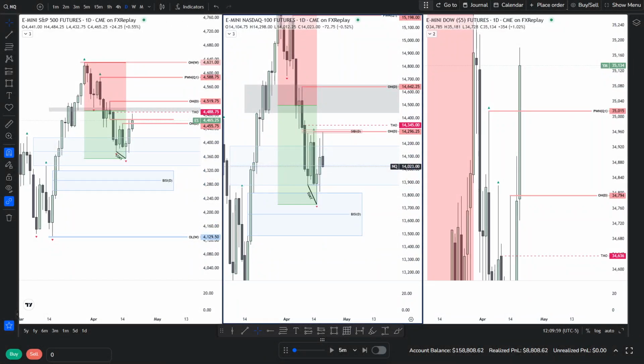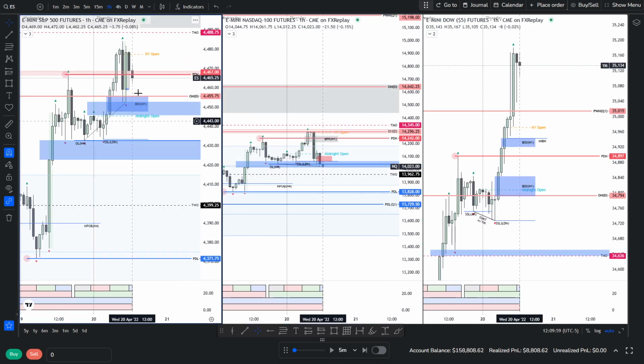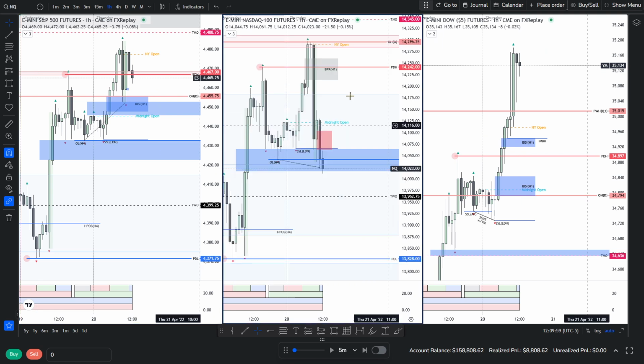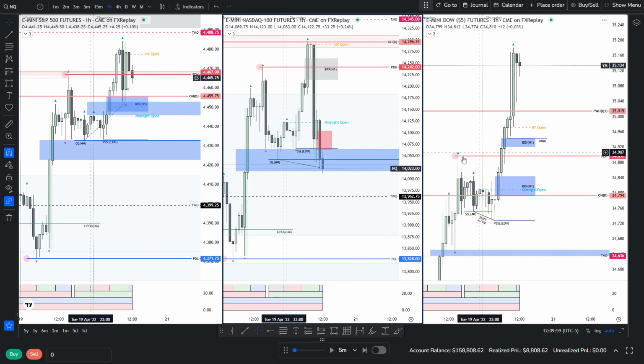So yeah, for me, it didn't warrant any trade idea. If we look on the hourly, we can see a decoupling of the assets. Look at ES, look at NQ, look at YM. So real low probability conditions here.